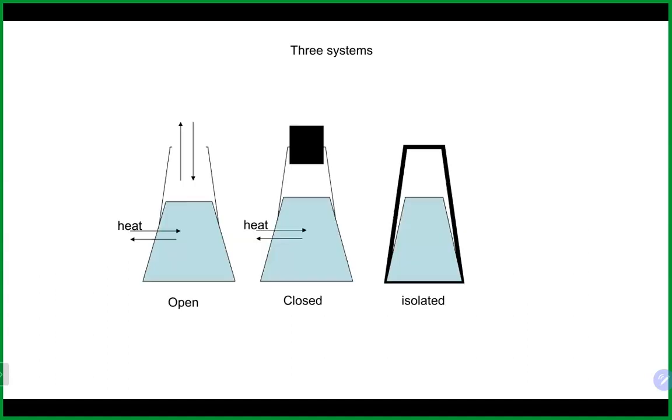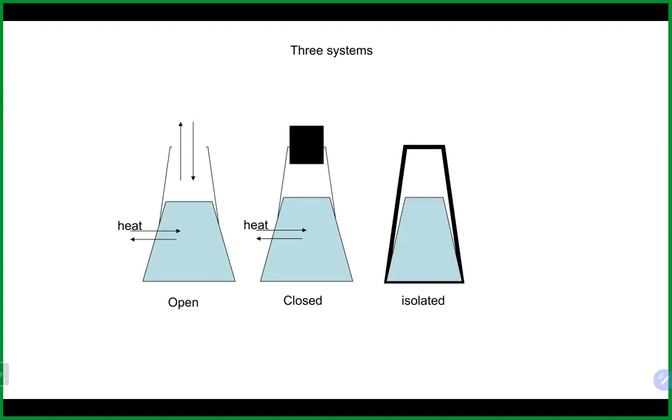So here's an example of each of those. If you had an open flask or something like that, you could reach in there and take stuff out, which means you could exchange mass. You could also have heat or energy transfer between it. If you put a stopper on your flask, you then cannot take out any of the mass that's inside, but you could still have heat transfer or energy transfer. And lastly, in an isolated system, no heat or energy is transferred and you can't take anything out.